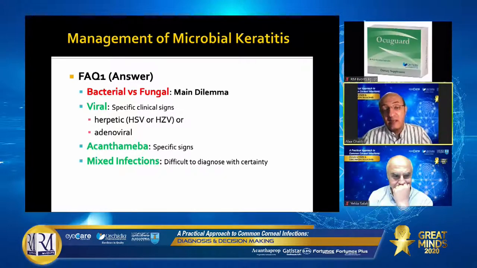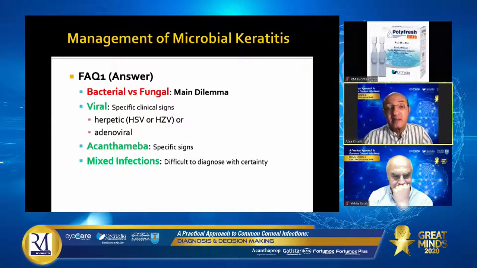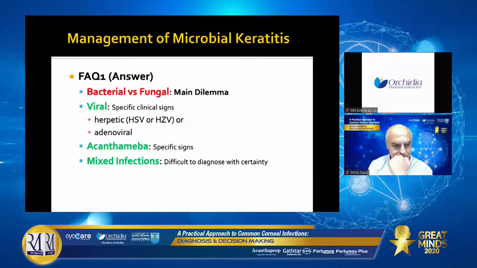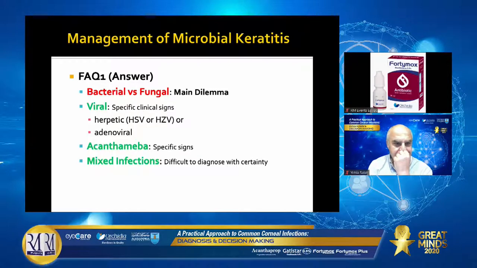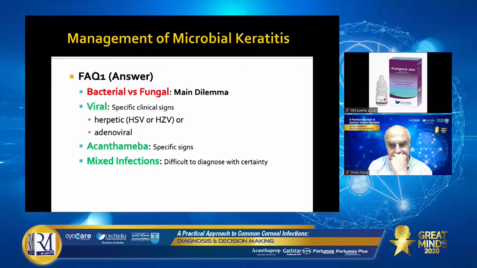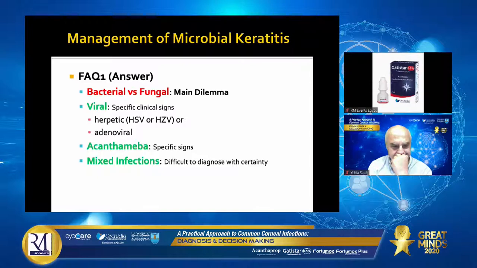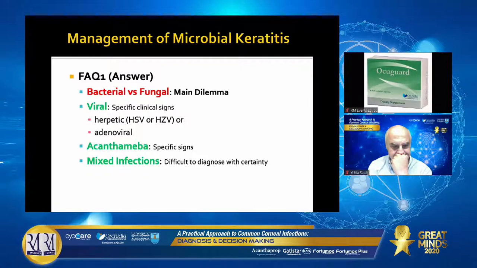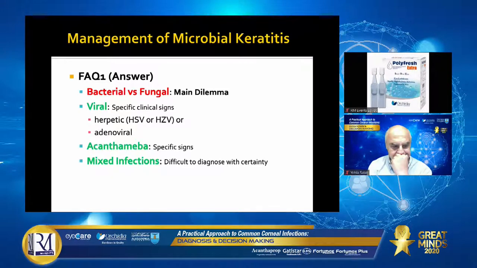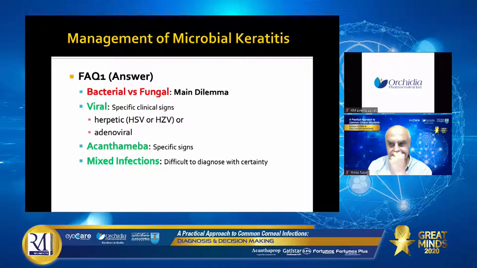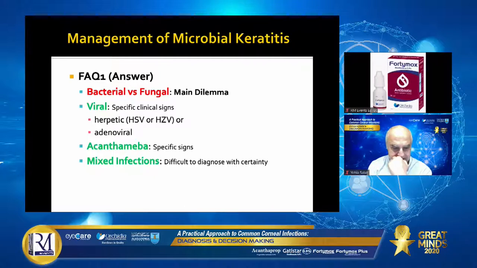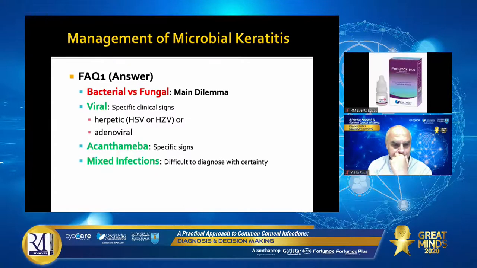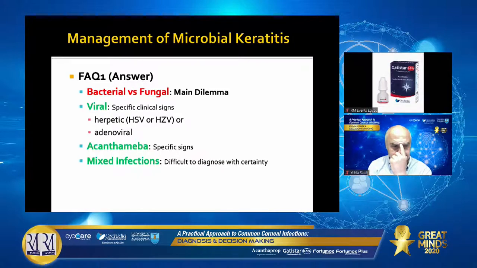Viral keratitis usually has specific clinical signs which cannot be missed. Herpetic, whether simplex or zoster, is so characteristic, and adenoviral keratitis is also very characteristic for its subepithelial disc-like infiltrations. It is not to be confused with bacterial and fungal. Acanthamoeba keratitis also has so distinctive signs, the perineural infiltrations and the ring infiltrates, and it is hard to miss. It is missed because it is not in the mind of the ophthalmologist, but if you are looking for it, you will easily diagnose it.